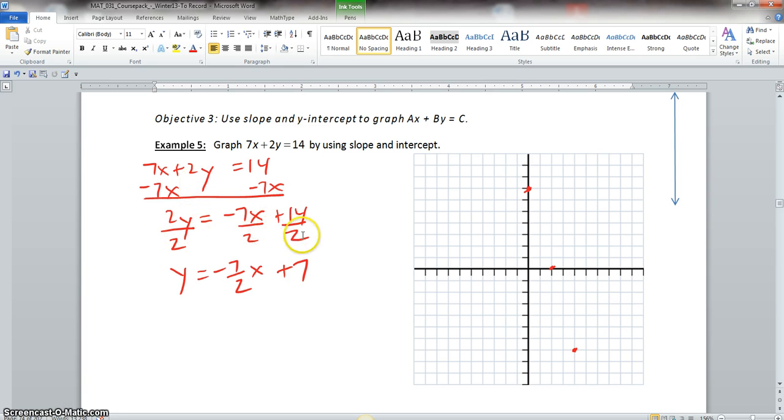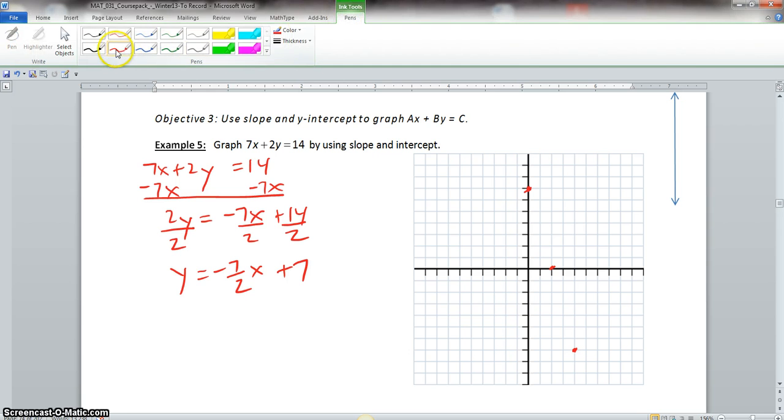Then I would divide each side by 2. 2 divided by 2 is 1 times y is y. Negative 7x divided by 2 is negative 7 halves x, and 14 divided by 2 is 7. Okay, now we have our equation. Now we want to write out our slope and y-intercept. So our slope is negative 7 halves, and our y-intercept is (0, 7).